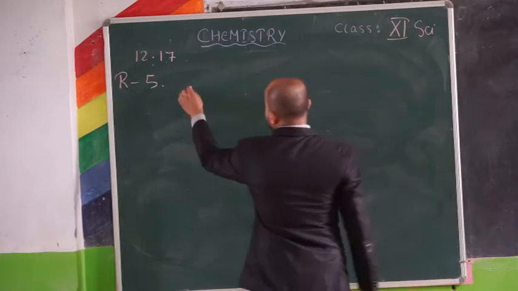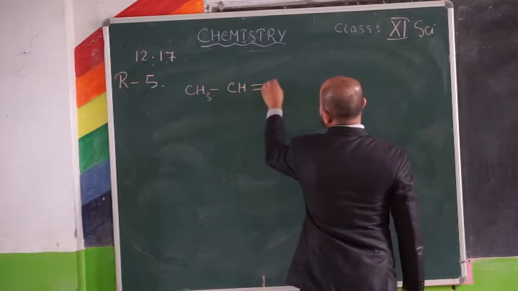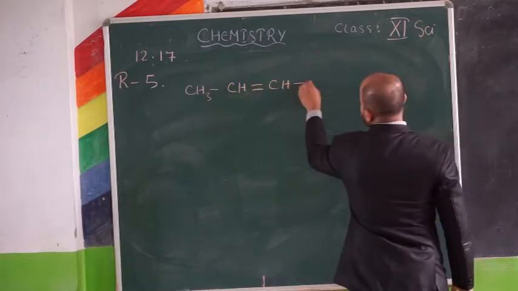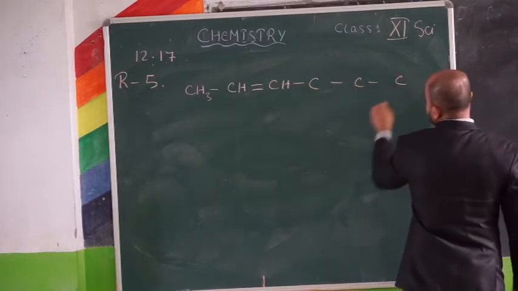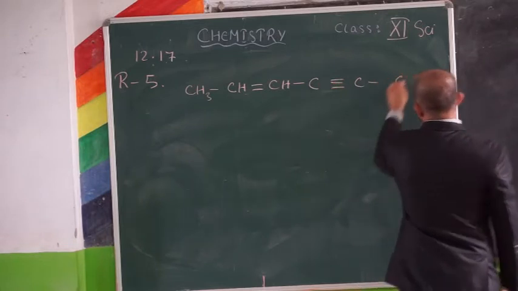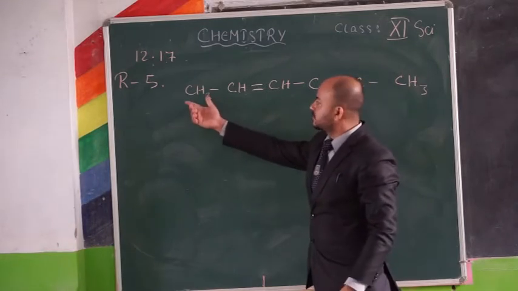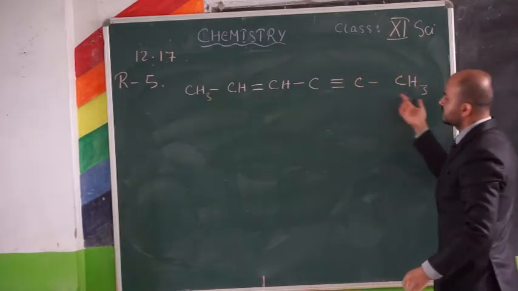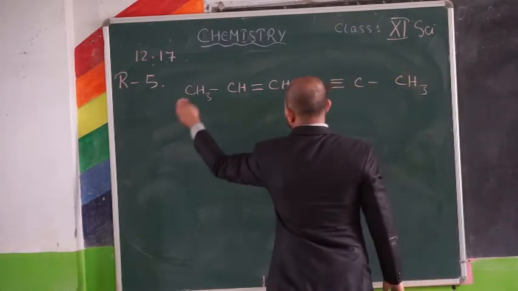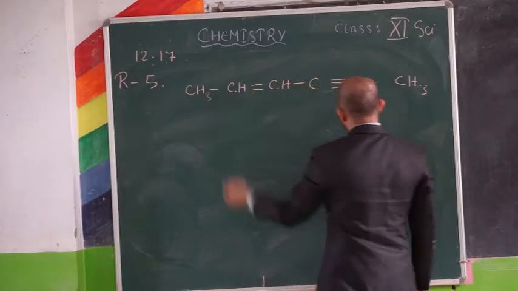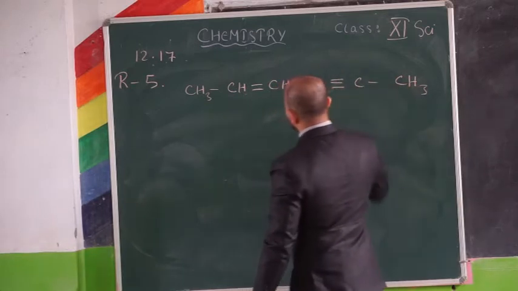So let me explain with an example. Here you have a compound, say CH3, CH, double bond, CH, then you have 1, 2, 3, 4, 5, 6 carbons. Here we have a triple bond and here you have CH3. So if you start numbering, how many carbons are there? 1, 2, 3, 4, 5, 6 carbons. Now, if you start numbering from this left hand side, 1, 2, at carbon number 2 you have the double bond. If you start numbering from the right hand side, 1, 2, at 2 you have the triple bond.